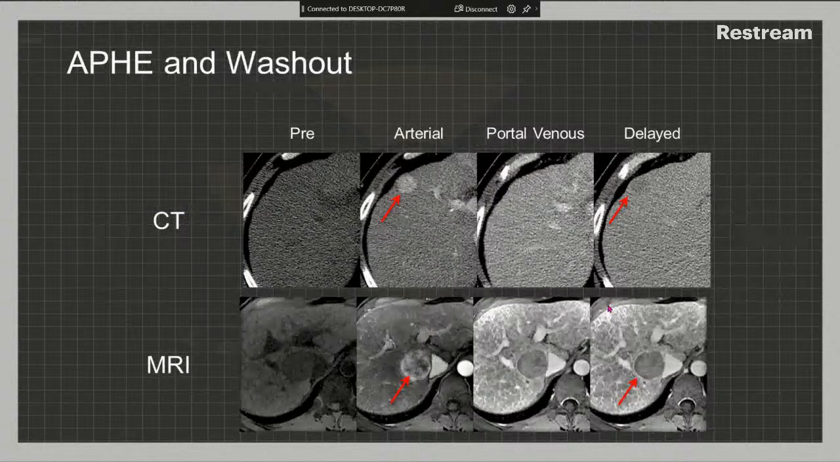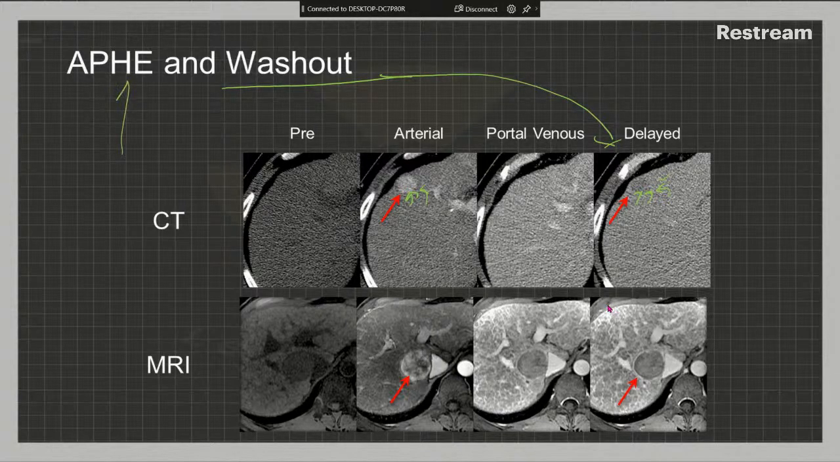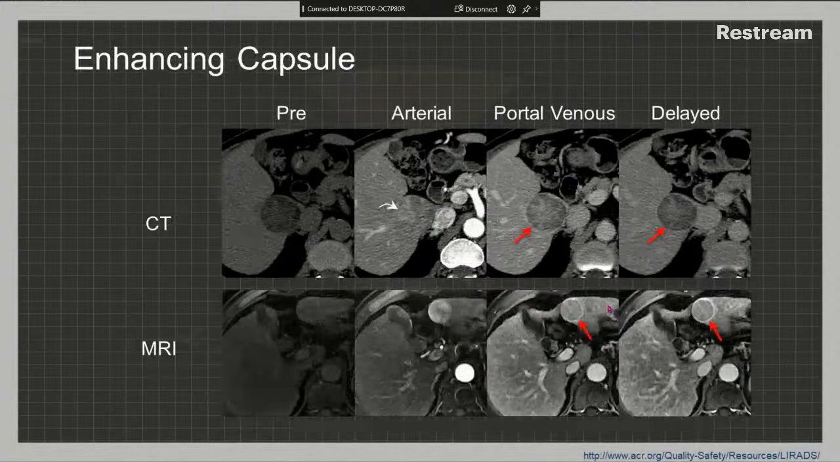This is just an example: pre-contrast, nothing is there; arterial phase, hyperenhancement; portal phase, very difficult to distinguish because it is iso to liver. But in delayed phase, definitely hypo. This is the clue. It has to be hypo compared to the surrounding liver parenchyma. Only then can I tell that it is fulfilling the washout criteria and this is more or less HCC.